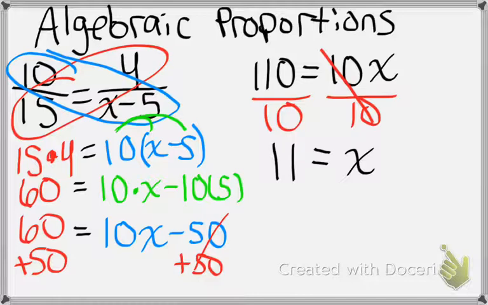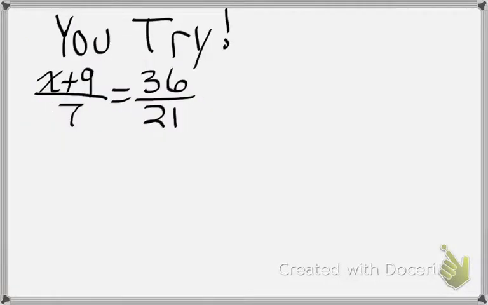So what I want to point out was, remember, the key thing of what we did here is when we multiplied both directions diagonally, when we went this way, we had to use the distributive property so that it was 10 times all of the x minus 5. Okay, so now I want you to try. I want you to solve this proportion using the cross product property. Hit pause and give it a shot.